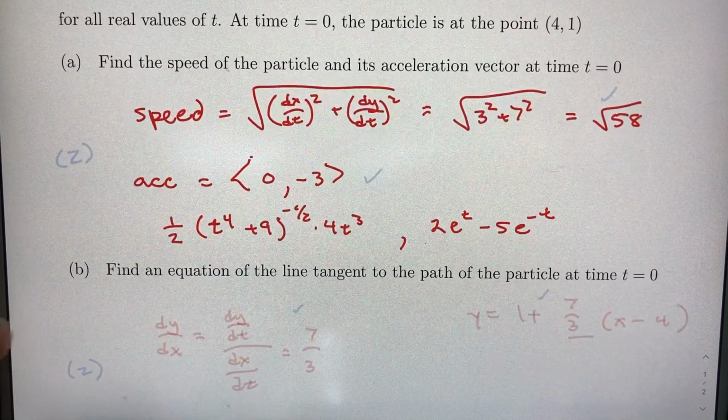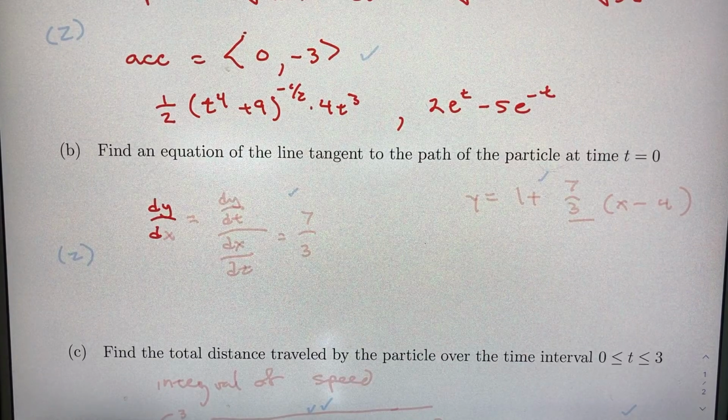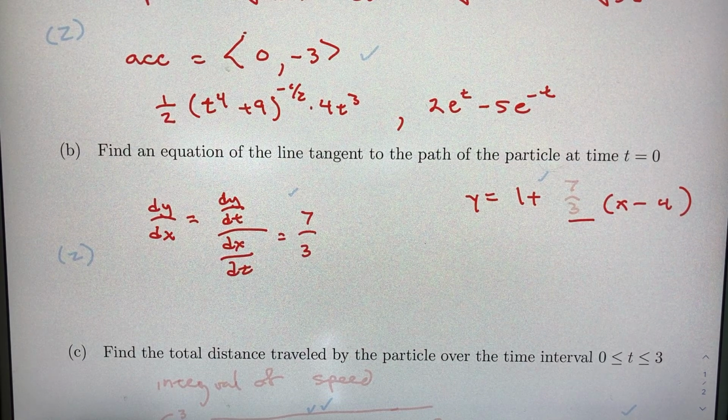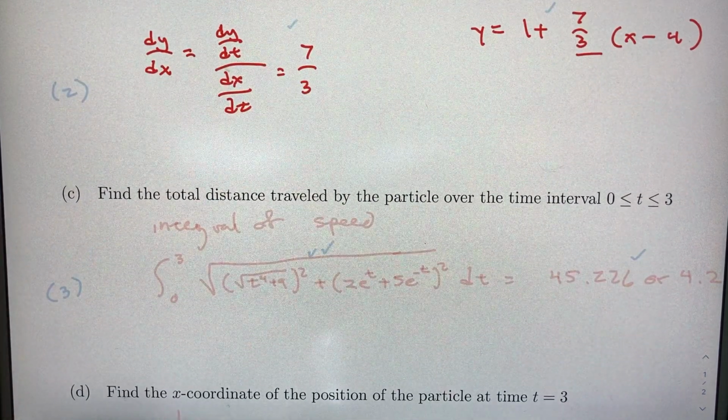Notice that you should be thinking of this as two separate things. Acceleration's a vector, speed is a number. Equation of the line uses dy/dx as well as x and y, but they gave you the values at time 0. We already figured out the 3 and the 7. Integral of speed, arc length.